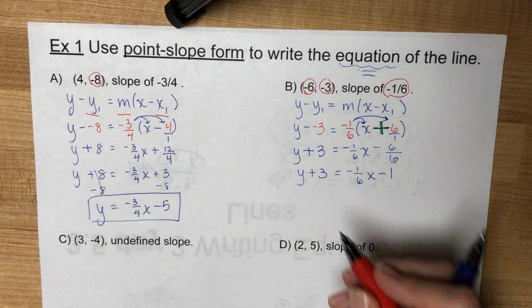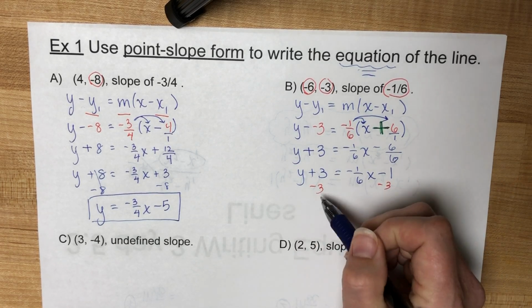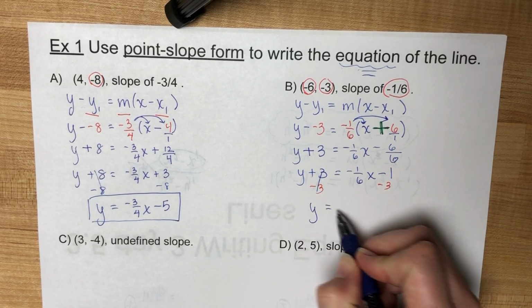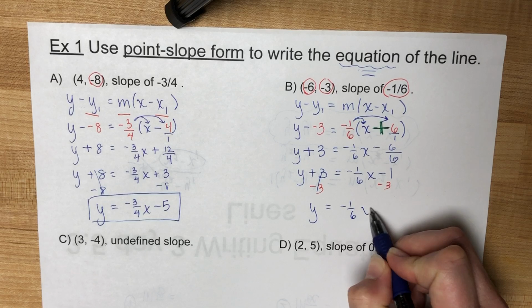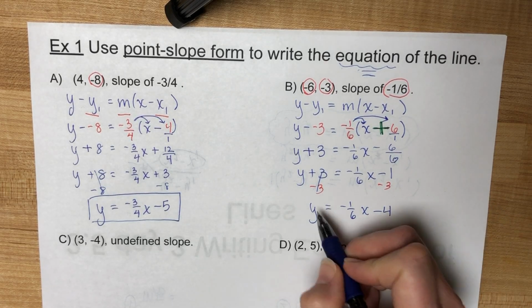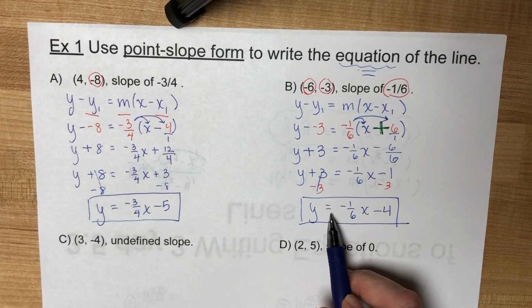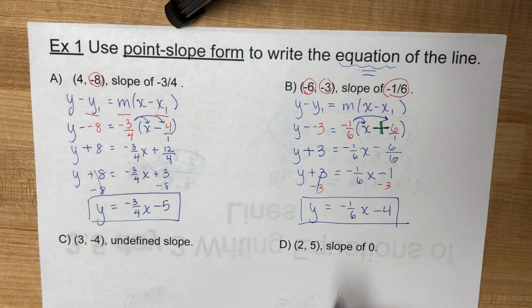Very last step, we're going to go ahead and isolate y. So we're going to subtract 3 to its friend over there on the right-hand side. We get y equals -1 over 6x, -1 and a -3, that's -4. And again, this is an equation. It must have an equal sign, but more importantly, it has to have a left and a right as well.